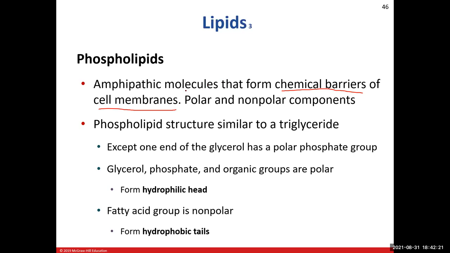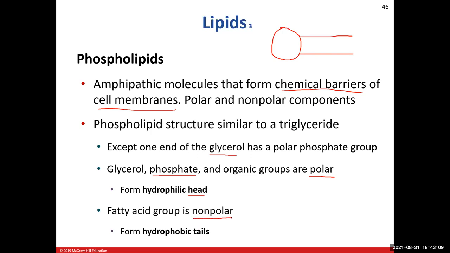So the end that has the glycerol group, and it has a phosphate attached onto that glycerol group, we call that the head. And that group is polar because of the components of the head of the phospholipid, the glycerol phosphate and the organic groups there. So that's the polar part of our phospholipid. If we're going to draw our phospholipid, it will look like this. We'll have a circular round head like that, and it'll have two fatty acid tails hanging off, like that. The fatty acid group is nonpolar.